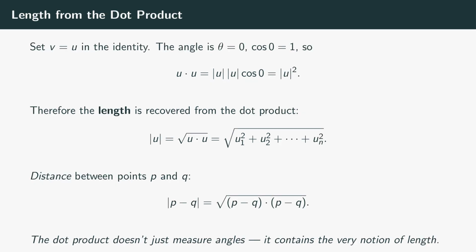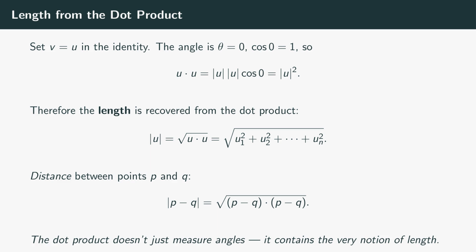Here's the first payoff, and it's almost free. Take the identity and dot a vector with itself, set v equal to u. The angle between a vector and itself is 0, and the cosine of 0 is 1. So u dot u equals the magnitude of u times the magnitude of u times 1, which is just the magnitude of u squared. In other words, dotting a vector with itself gives its length squared.